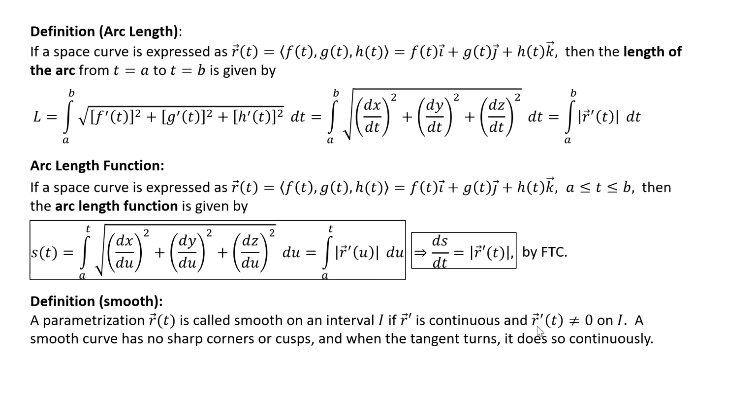So, according to that, something like a parabola, y equals x squared, or f of x equals x squared. Clearly, at x equal to 0, we have the derivative f prime of x to be 0. Does that make a curve like y equals x squared not smooth at x equal to 0? Answer is no, it is still smooth. Then what's up with r prime of t cannot be equal to 0? Right?